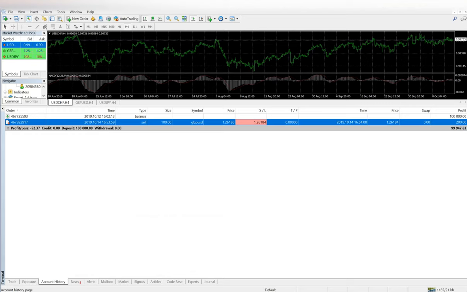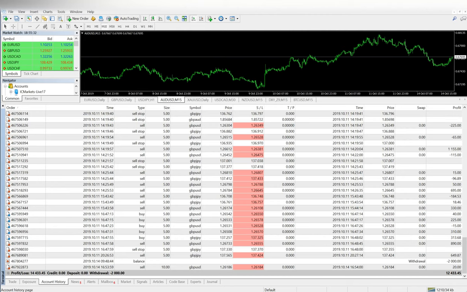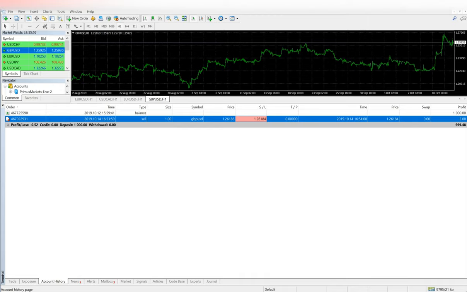with $100,000 capital. The second account that you see here is with $10,000 capital, where the client has already withdrawn $2,000, and the profit is $14,433. That means the profit is $4,400. And the third account that you see here is $1,000.